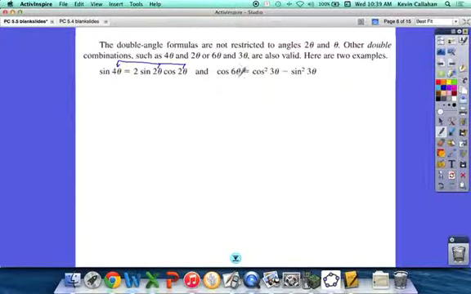Same thing over here. This cosine of 6 theta, you'd express that in terms of cosine squared 3 theta minus sine squared 3 theta. So it doesn't just limit you to dealing with an exact double angle, 2 times an angle. You could use it for 4 times an angle and 6 times an angle, 8 times an angle, whatever it is. It's just that this angle is double that angle. And then you just move it.